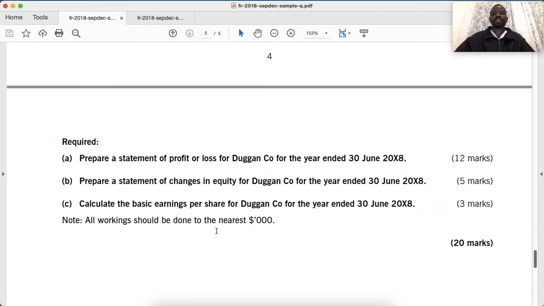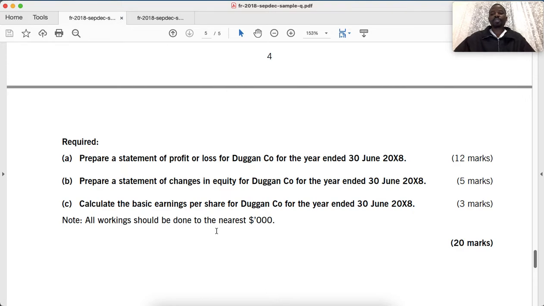Prepare a statement of profit or loss for Duggan Co. for the year ended 30 June 20x8 for 12 marks. B. Prepare the statement of changes in equity for Duggan Co. for the year ended 30 June 20x8. C. Calculate the basic earnings per share for Duggan Co. for the year ended 30 June 20x8.